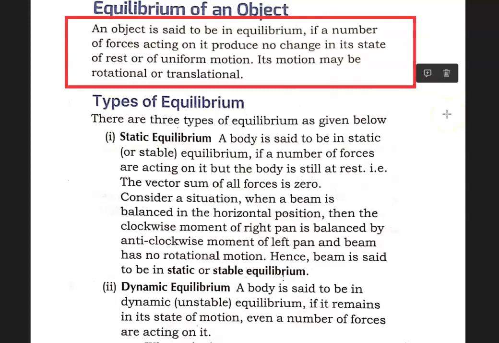Remember, when we say that an object is in equilibrium, that does not mean there are no forces acting on it. Of course, there are forces acting on it, but the forces are acting in such a way that its state of rest or state of uniform motion is not changing. Now, in this case, the motion of object may be rotational or it may be translational. We come to talking about types of equilibrium, which we shall talk in the next class.